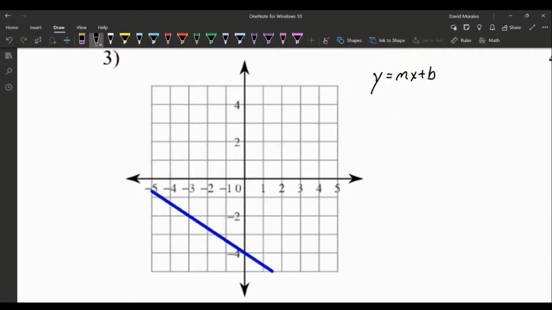Okay, then after you write your formula, you determine where your y-intercept is. So my y, okay, this line crossed it at -4. So my b is -4. Okay, now my m was my m.